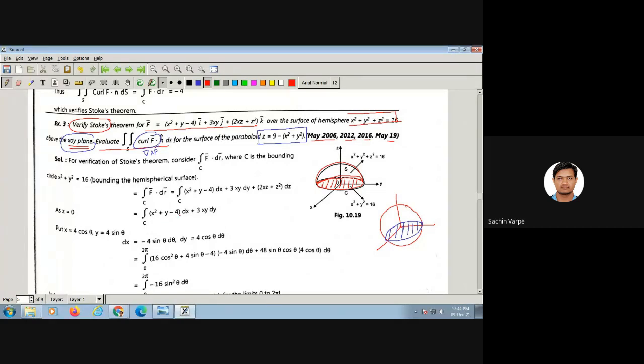So what we do, we consider the left hand side, that is the integration of f bar dot dr bar, where it is the integration of f1 dx plus f2 dy plus f3 dz, right? But our open surface is lying in the xy plane only, yes or no? So along the xy plane, what is the z component? Z equal to 0. So we substitute z equal to 0 into the integrand, and we will get this. Is this clear?